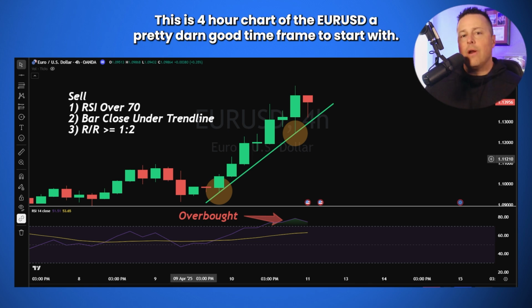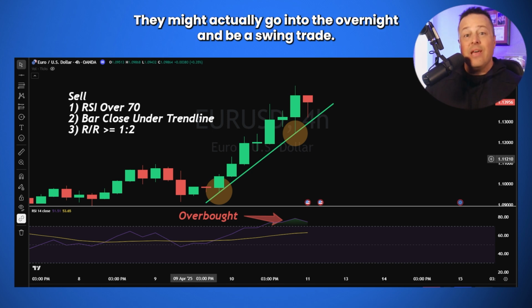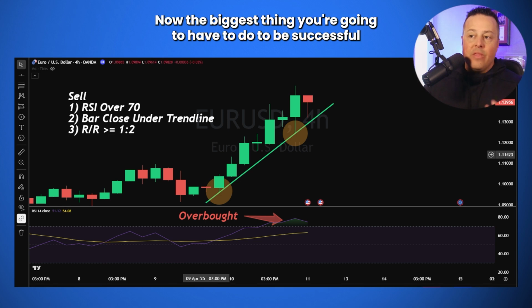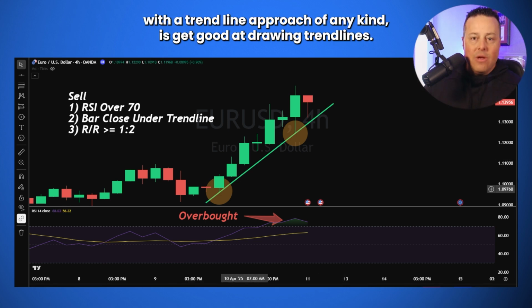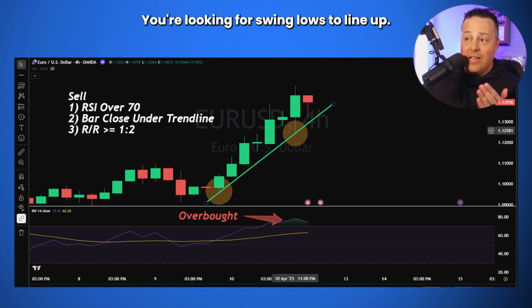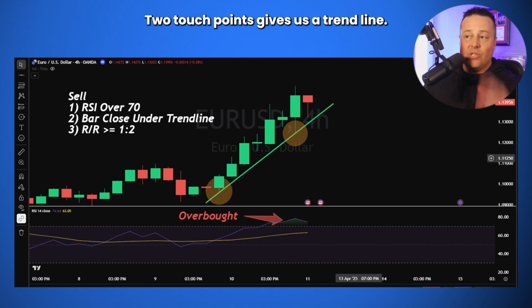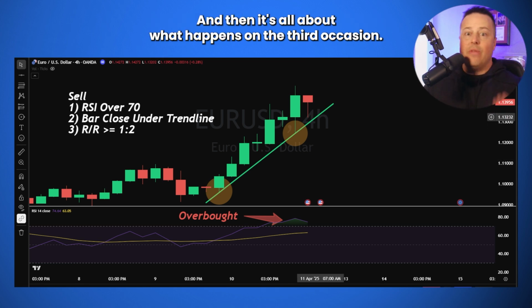This is a 4-hour chart on the EUR/USD, a pretty darn good time frame to start with. Granted, some of these trades may not close intraday. They might actually go into the overnight and be a swing trade, but still pretty good stuff. The biggest thing you're going to have to do to be successful with a trend line approach of any kind is get good at drawing trend lines. I highly recommend keeping it as easy as possible. You're looking for swing lows to line up. That's it. We're looking for 2 touch points. 2 touch points gives us a trend line, and then it's all about what happens on the third occasion.